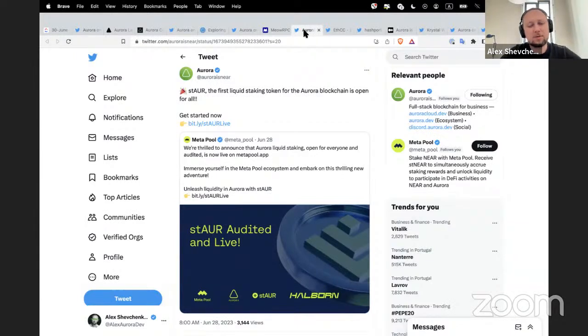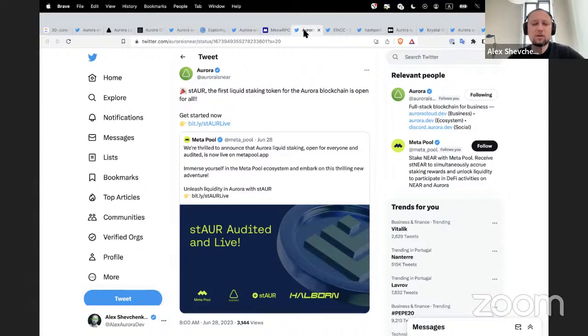Our other partners from Metapool have launched fully live their liquid staked Aurora product, which is called ST Hour. Reminding everyone that Metapool is a liquid staking protocol that initially started their operations on the Near blockchain, and a straightforward expansion for them was to expand to the Aurora network.